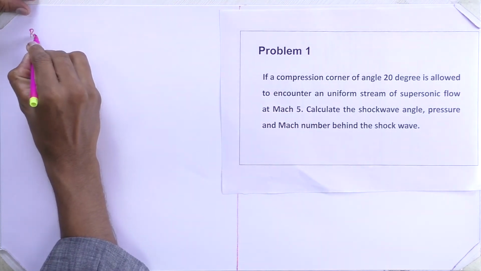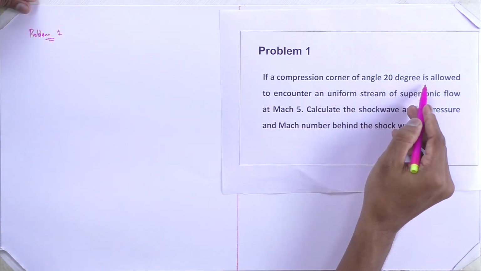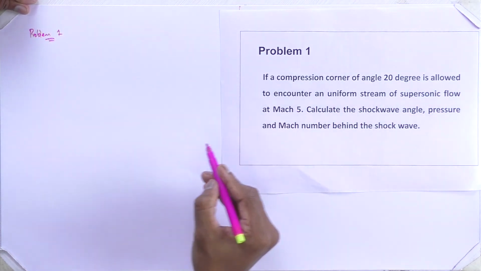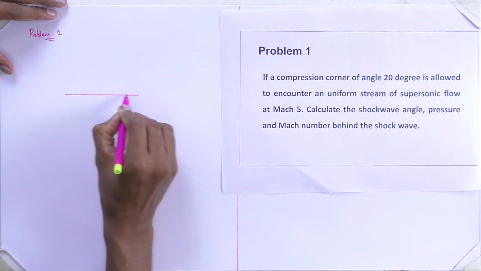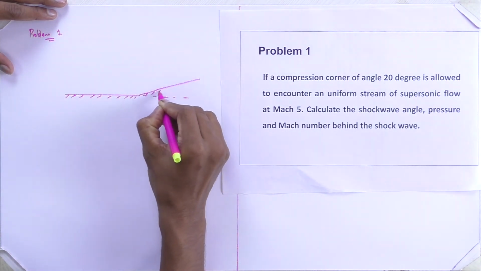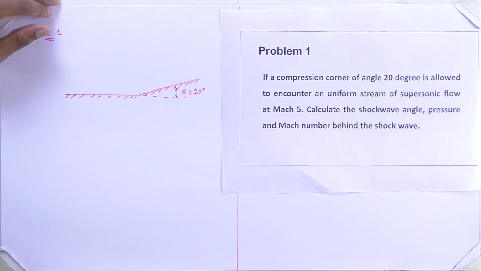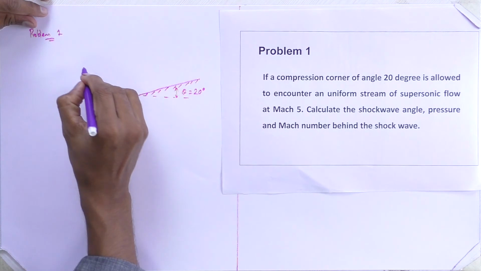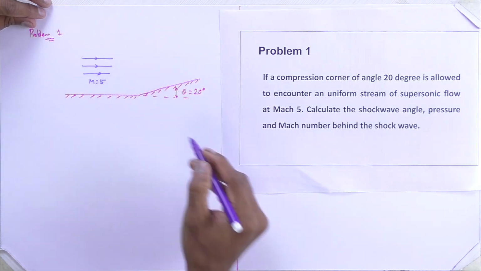Problem number 1. If a compression corner of 20 degrees is allowed to encounter a uniform stream of supersonic flow at Mach number 5. Let's say I have a compression corner of 20 degrees, where theta is equal to 20 degrees, and it encounters a uniform stream of supersonic flow at a Mach number of 5.